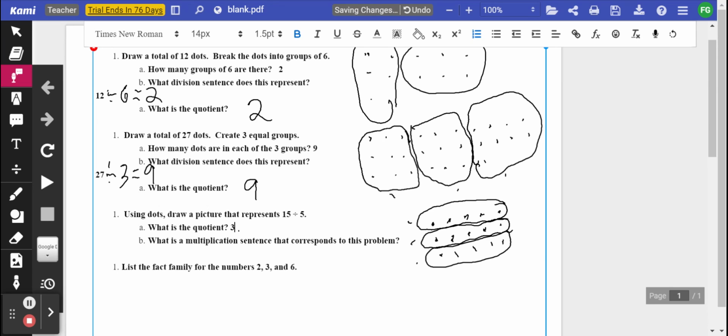What multiplication sentence corresponds to this problem? So that could be 3 times 5 equals 15. Or, because of the commutative property of multiplication, you could also write it the other way, and it's exactly right. So you could put 5 times 3 equals 15. So either way, those would work.